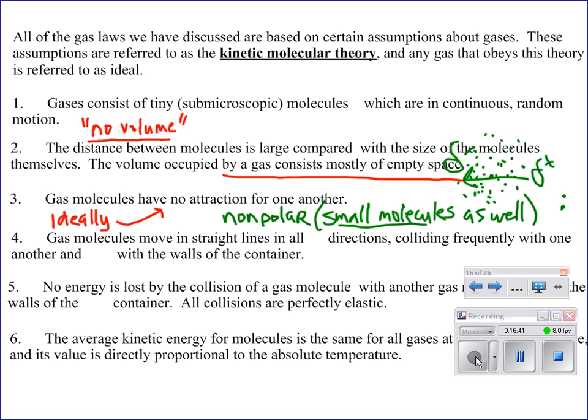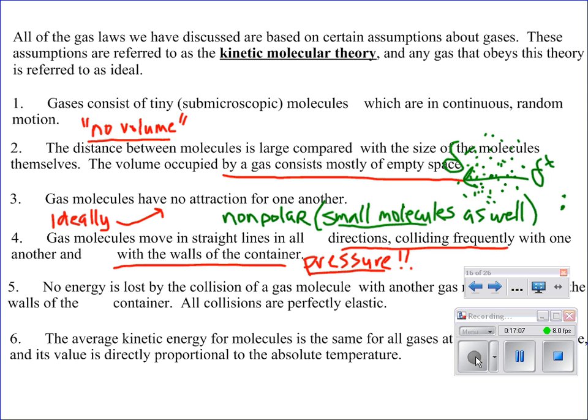Number 4: gas molecules move in straight lines in all directions, colliding frequently with one another and with the walls of the container. What is colliding frequently with one another and the walls of the container called? Pressure. So that's kind of the whole point. That's where we get pressure. If gas molecules didn't move around like that, we wouldn't have pressure.